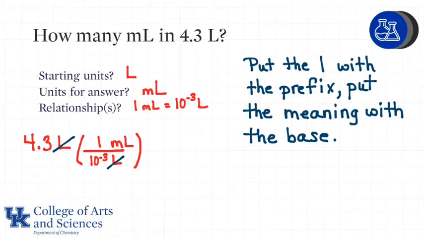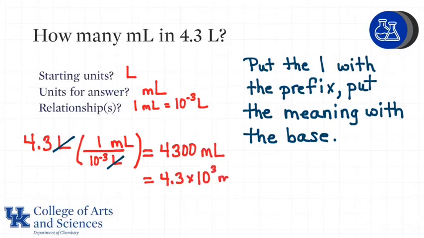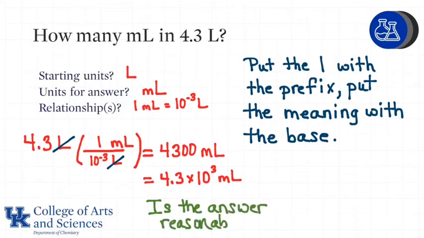Next, I can cancel out liters, and then I can solve the problem, and when I put this in my calculator, I get 4,300 milliliters. And when I round that to the correct number of significant figures, I have 4.3 times 10 to the 3 milliliters. So I want to avoid the 4300 because those last two zeros are ambiguous as to whether or not they're significant. Next, I always want to ask myself this final question: is the answer reasonable?